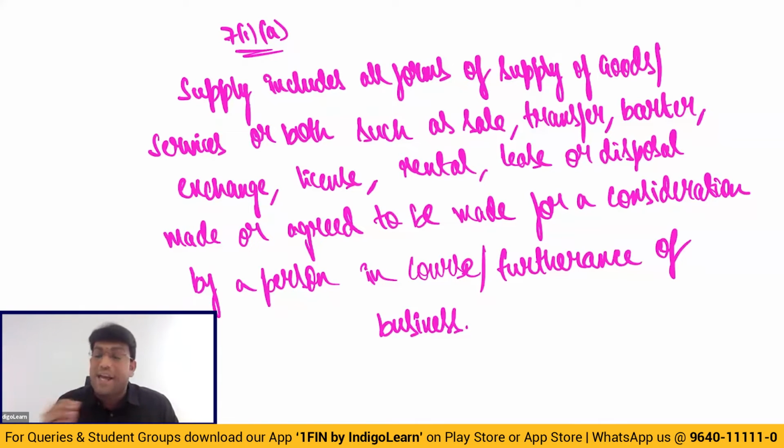And that too, this is done in the course or furtherance of business. In the course of business means in the activity of business. Furtherance of business is something like expansion of business. So come on, my dear friends, let's revise once. Supply includes what? All forms of supply of goods or services or both, such as sale, transfer, barter, exchange, license, rental, lease, or disposal made or agreed to be made for consideration by a person in the course of furtherance of business. So let me ask you one question, guys.